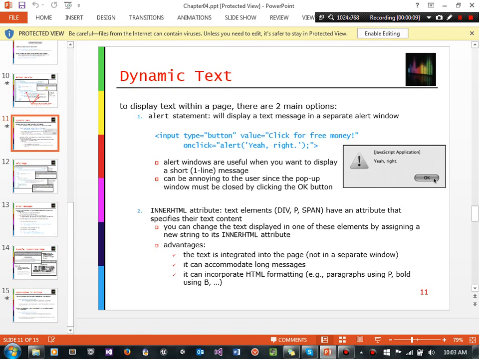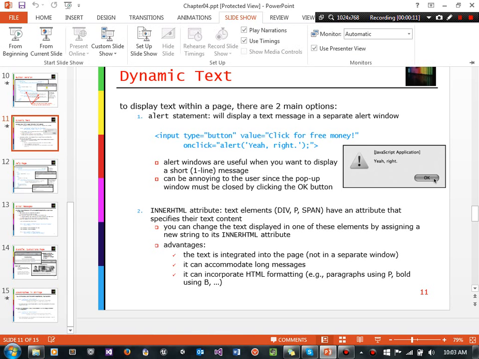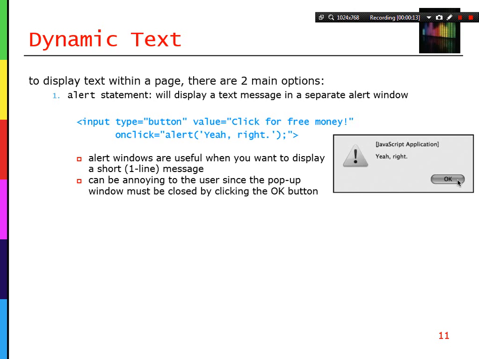So, we left off with talking about dynamic text. Dynamic text is basically using JavaScript to change the value of text fields in HTML. So, there's a couple different ways to do that, to display text in a page. One is you can use an alert statement.